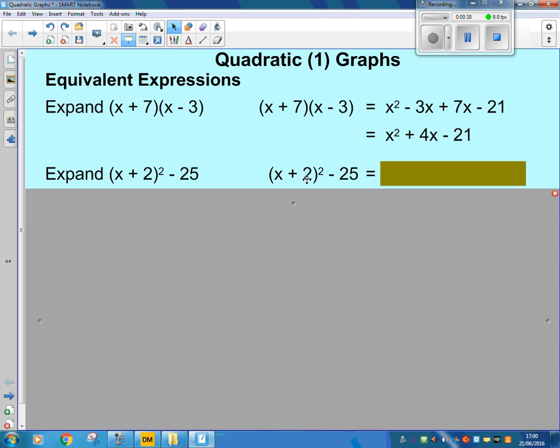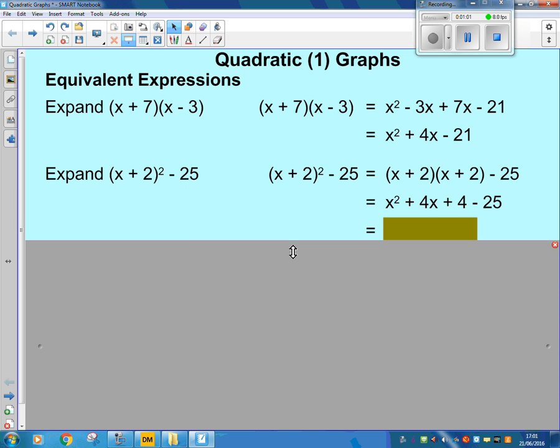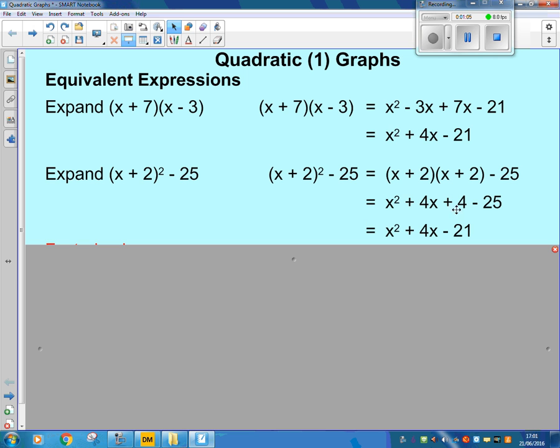Similarly, you can expand x plus 2 squared minus 25. X plus 2 all squared is x plus 2 times another x plus 2. If you expand that, you get x squared plus 2x plus 2x, so that's plus 4x, and then plus 4. So you get x squared plus 4x plus 4 minus 25. And again, that comes to x squared plus 4x minus 21, because plus 4 minus 25 is minus 21.